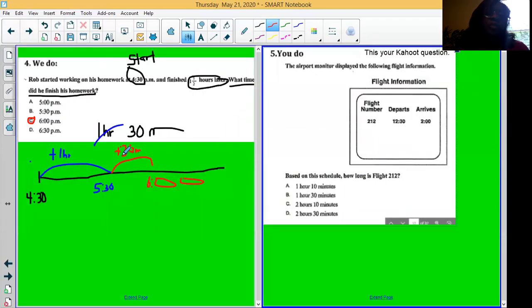All right, so now let's go to the next problem. And it is a you do. Before you go, you can take a moment to write down what I have, if you don't have it. And it reads here, to display the following flight information. Flight number 212. This flight departs at 12:30 and arrives at 2 o'clock. Based on the schedule, how long is the flight?